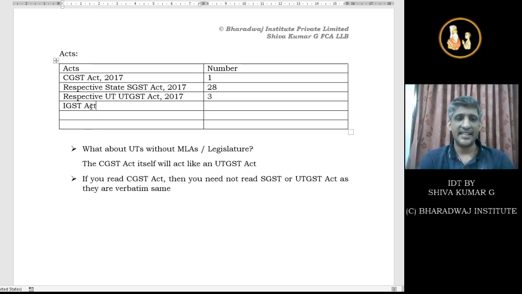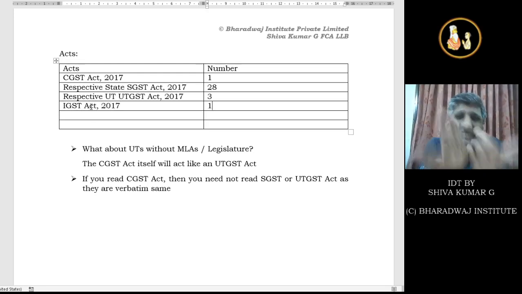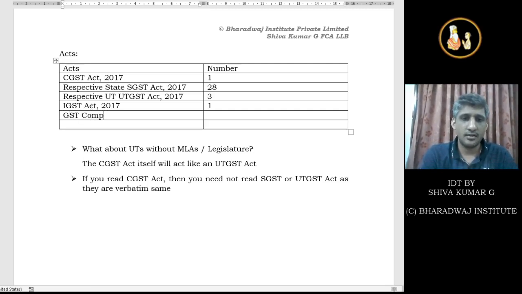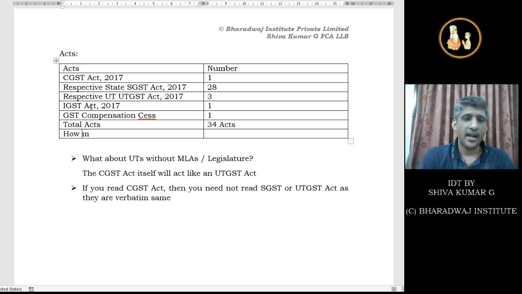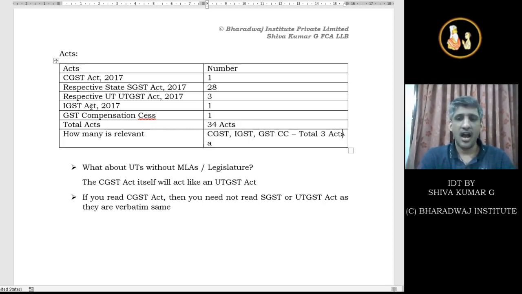Then IGST Act 2017. One Act. Why is there one Act? Anything with the central government is only one. Then GST compensation cess. How many Acts? One Act. So total Acts 28, 29, 32, 33, 34 Acts. How many are relevant? CGST, IGST and GST compensation cess. So a total of 3 Acts are relevant.